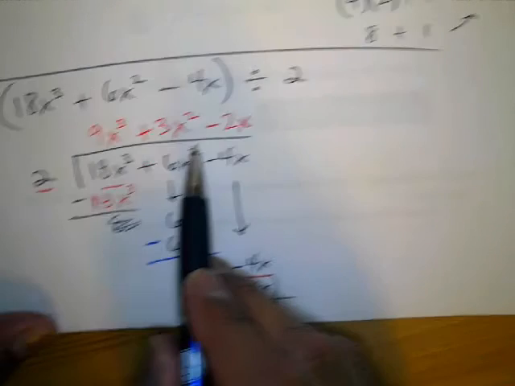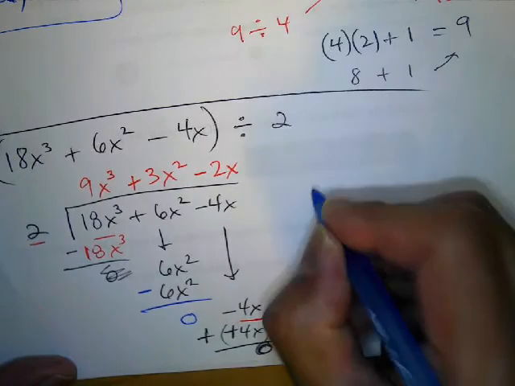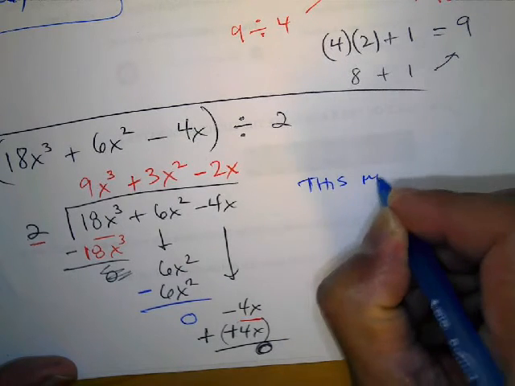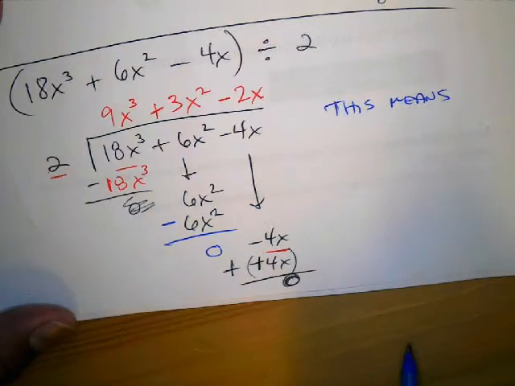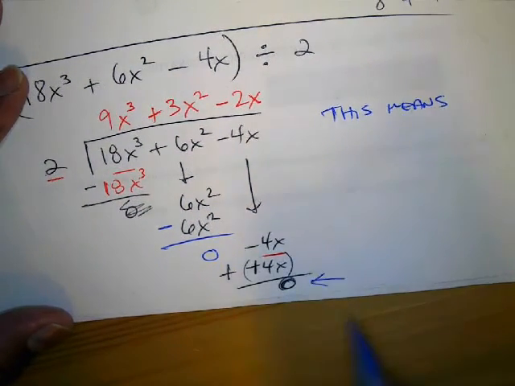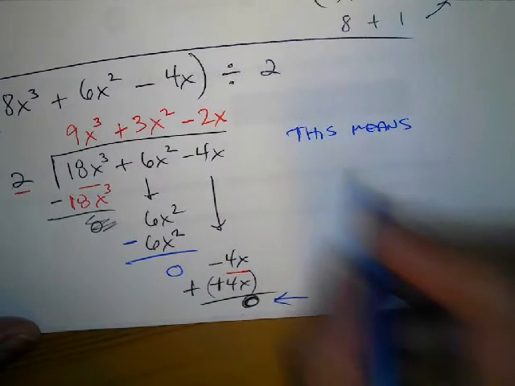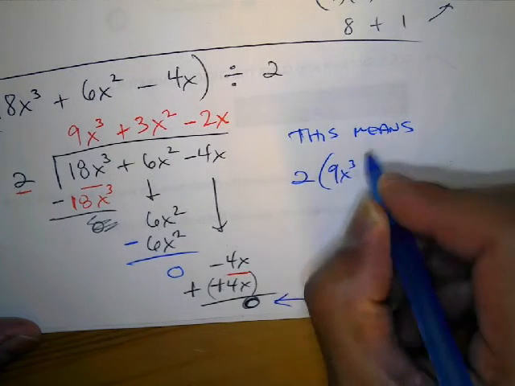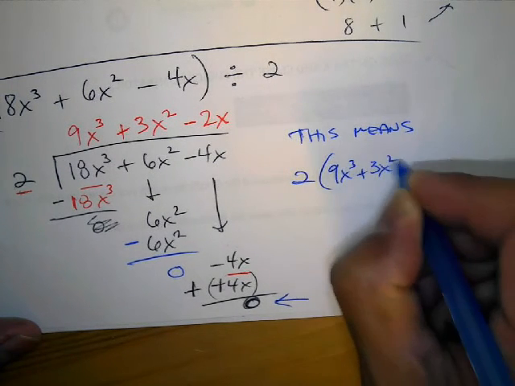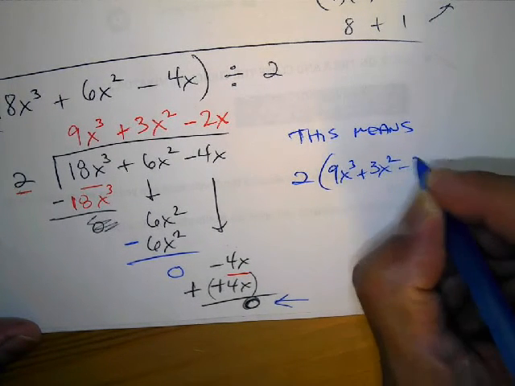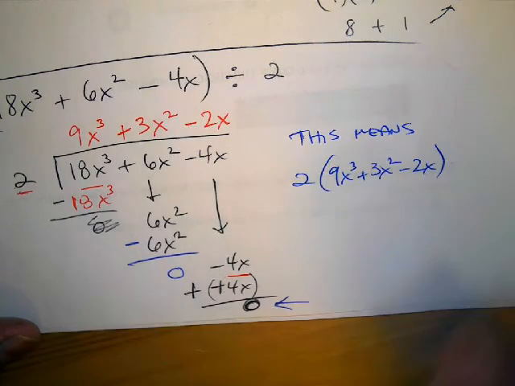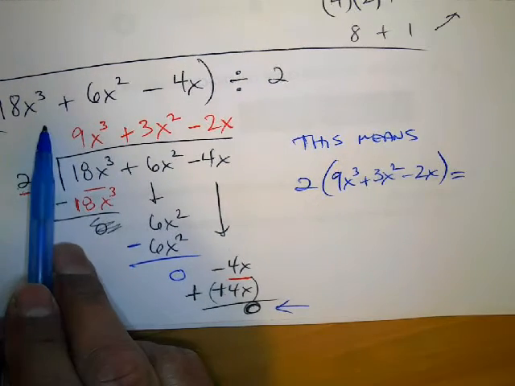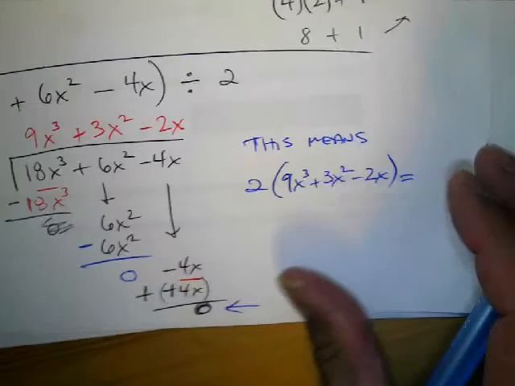Right? So then this is the answer for the division, but you have to understand what it means, like I was telling you over here. This means that what? If I got remainder 0, right, there's my remainder 0. This means that 2 times the 9x cubed plus 3x squared minus 2x gives you exactly what?